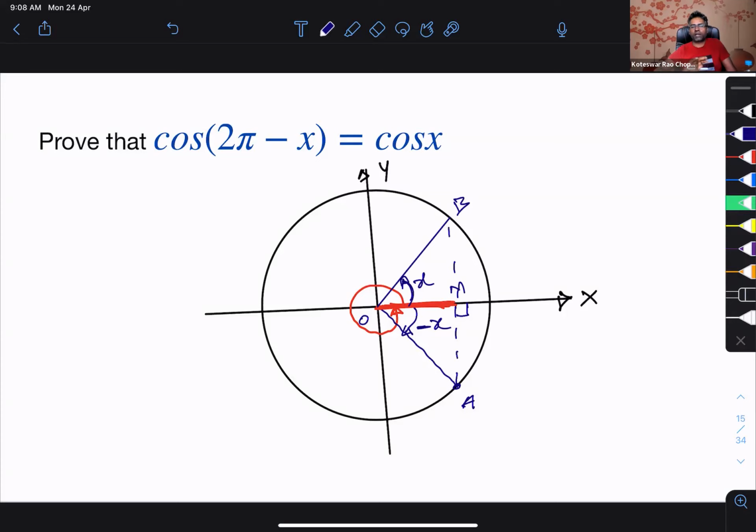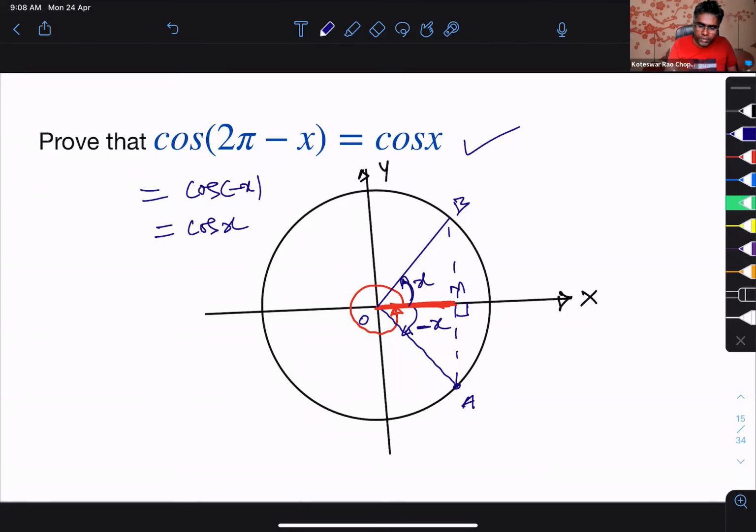If you add 2 pi, the left hand side is basically cos of minus x anyway. Then we know whether you supply minus x or x, the cos function is going to give you the same values. So that is why this result holds. I think this is easy to understand. So this is simply cos x. So let's move forward.